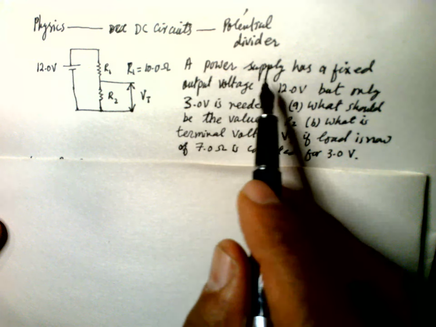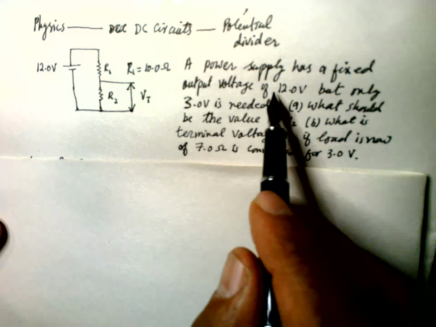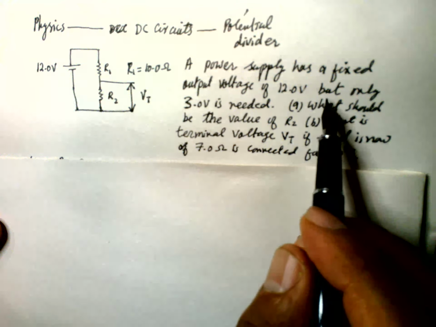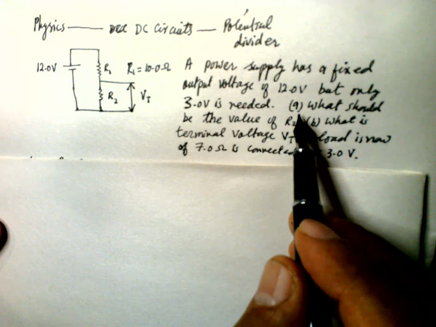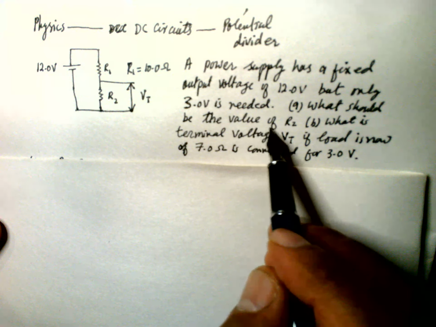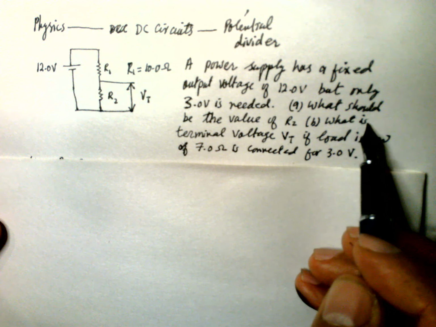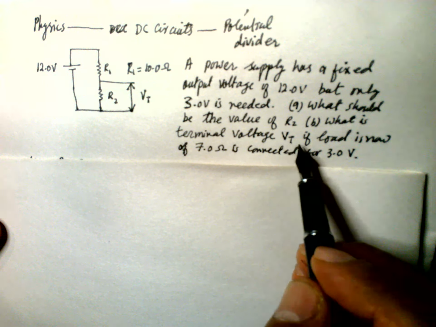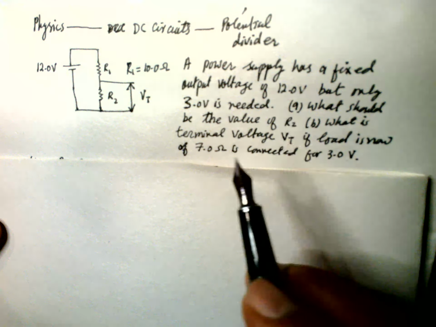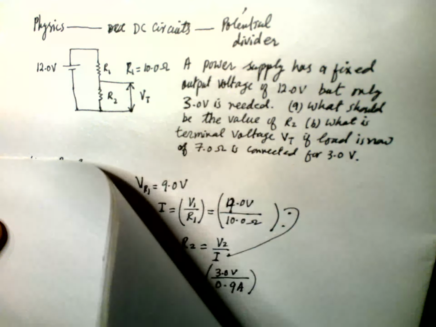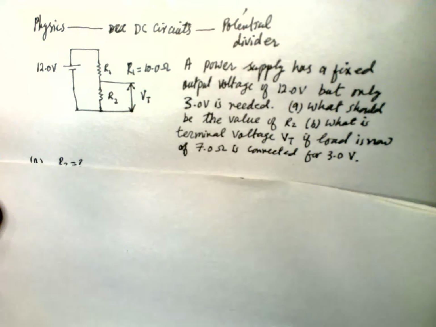The question is: the power supply has a fixed output voltage of 12 volt, but we need only 3 volts. Question A, what should be the value of R2? And question B, what is the terminal voltage VT if the load is now 7 ohm instead of what it is coming from this one, connecting for 3 volt.